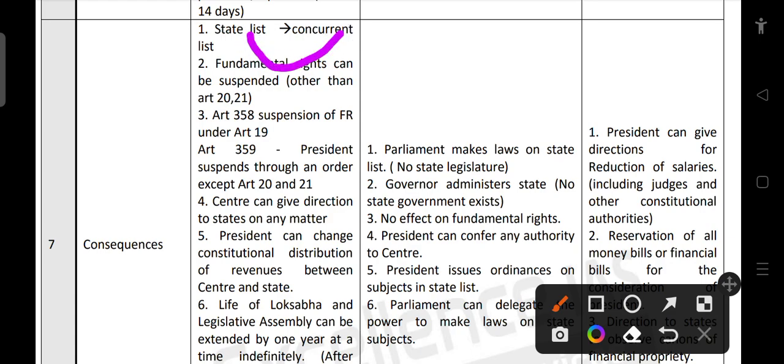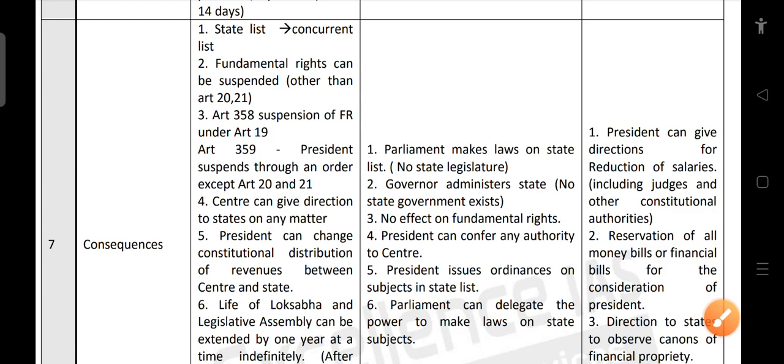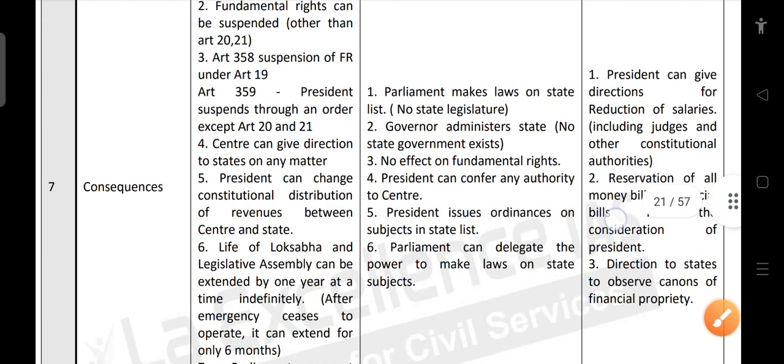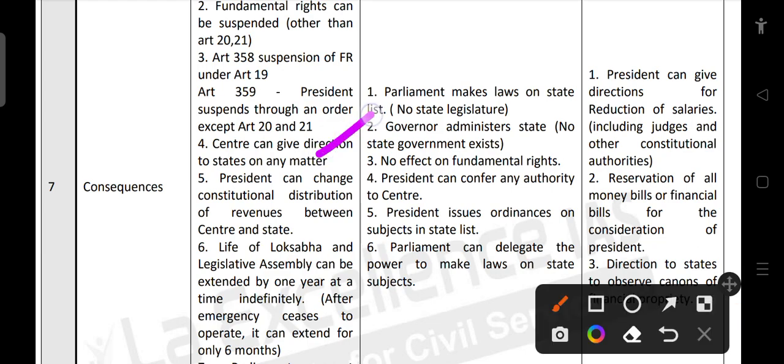all these things in the state list will get converted into the concurrent list, meaning even Parliament can make laws on the state list. The fundamental rights can be suspended other than Article 20 and 21. Article 358 talks about the suspension of fundamental rights under Article 19, and this can be done only in case of external aggression or war. Then Article 359: the President can suspend fundamental rights except Articles 20 and 21. Then the Centre can give direction to the state on any matter. The President can change the constitutional distribution of revenue between Centre and state.